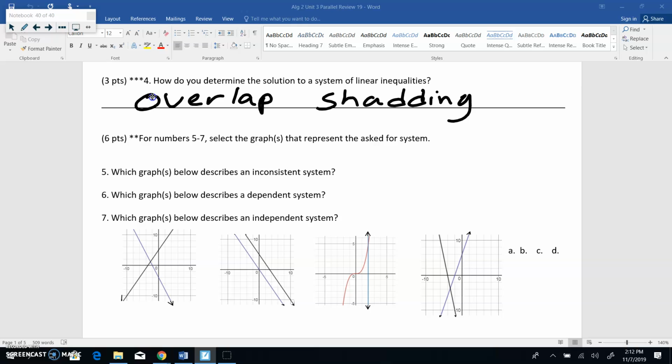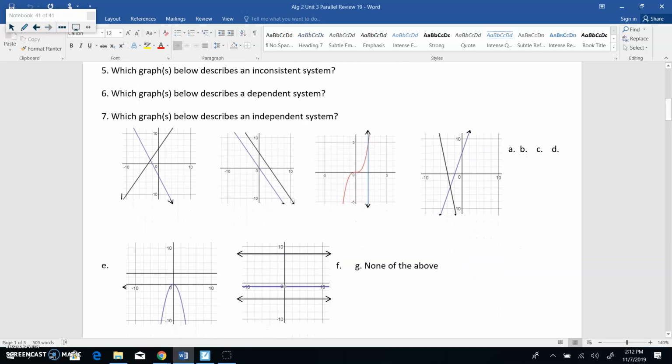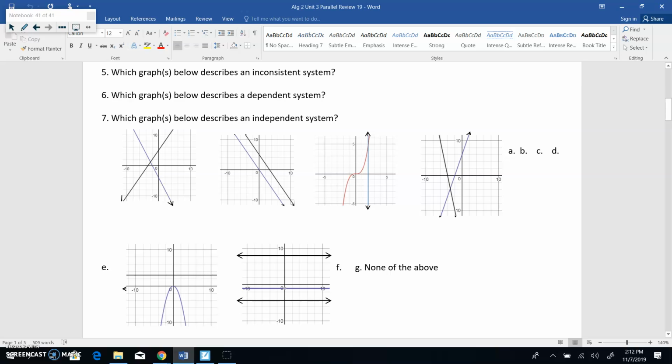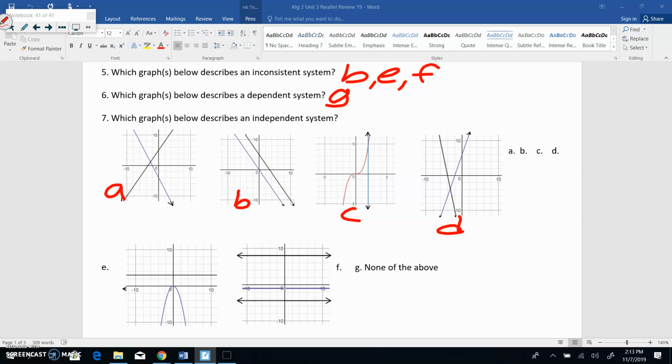Alright. For numbers 5, 6, and 7, you are doing some graphing matching here. Okay. For inconsistent systems, again, look back at your 3 stars if you're not sure. Alright. We are looking for parallel lines or lines that do not intersect. Okay. In this case, my lines that do not intersect are going to be E and F. Those are my 3 that do not intersect. For dependent systems, okay, we're looking for a graph that has only one line on it. In this case, we don't have any of those, so it would be G, none of the above.